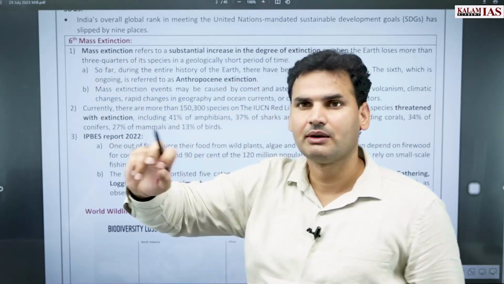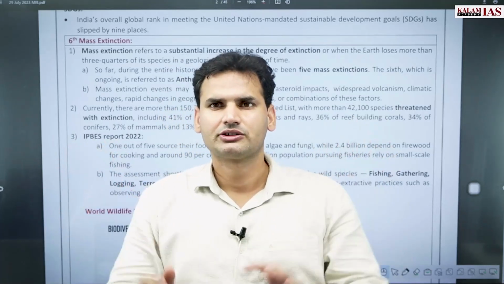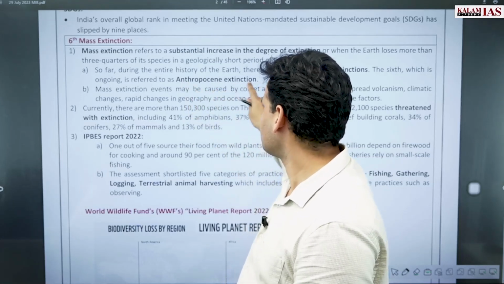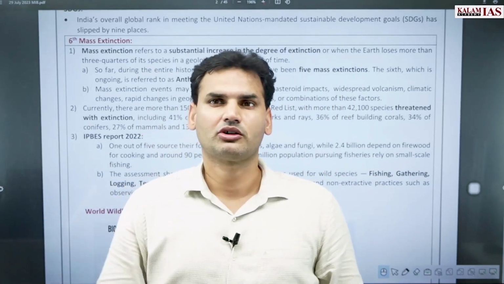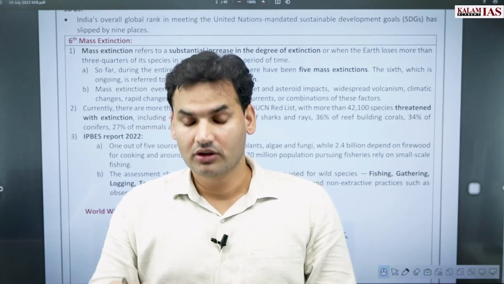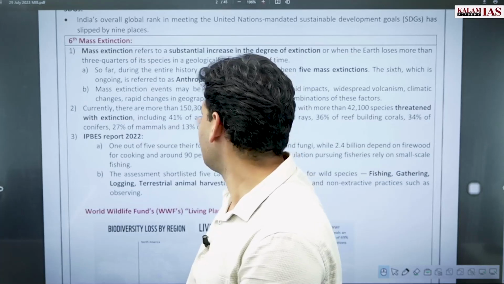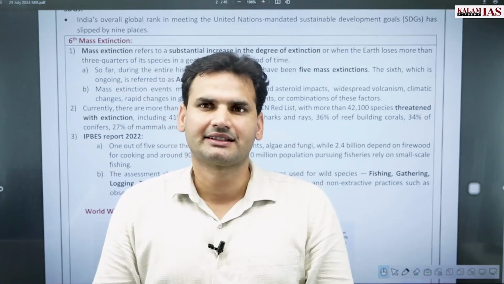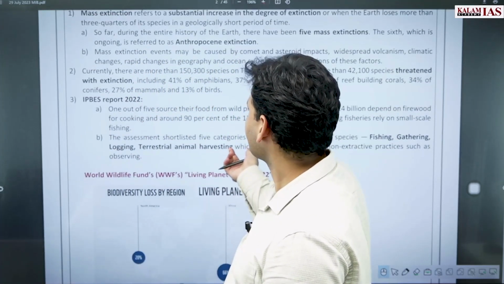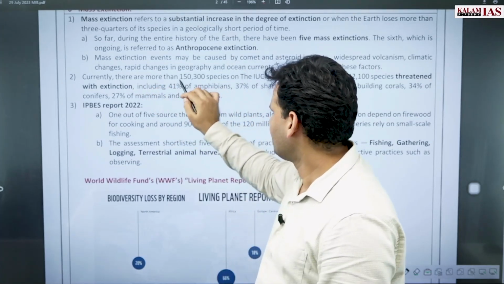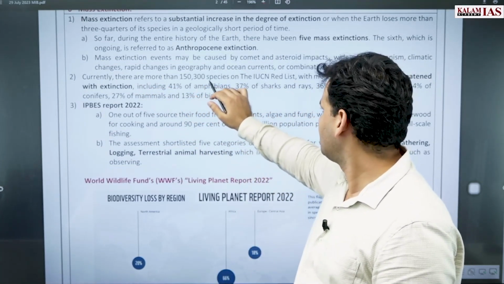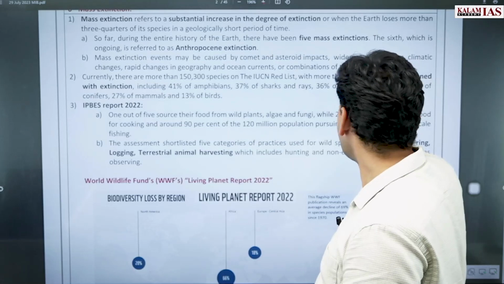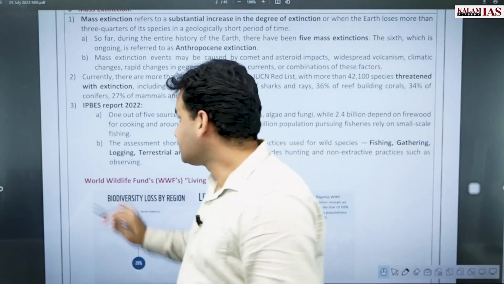Next, very important is the 6th mass extinction. Mass extinction सभी को पता है, like dinosaurs, they got extinct and everything. Now why is this important? This is important because this is the keyword: Anthropocene extinction, Anthropocene era or epoch. So we are entering or have entered into this particular phase where the activities of human beings are driving species towards extinction. And currently more than 1,50,000 species are on the IUCN red list, and a number of these species are threatened.